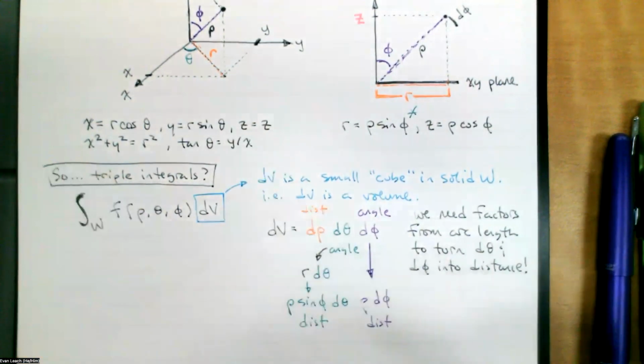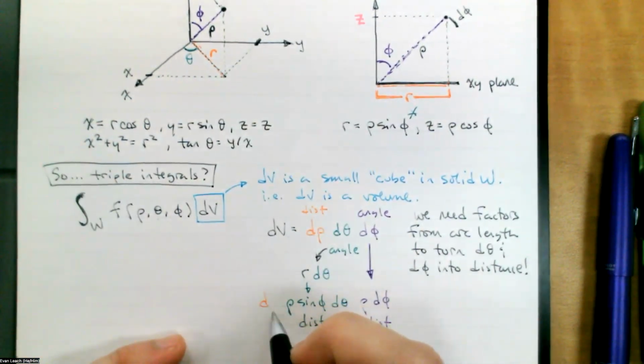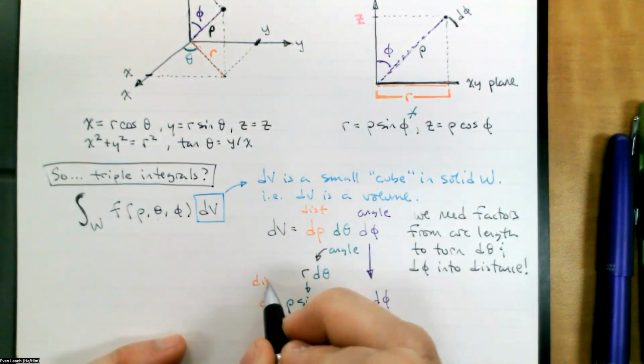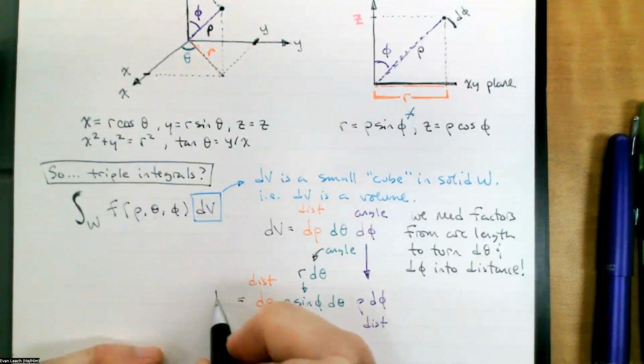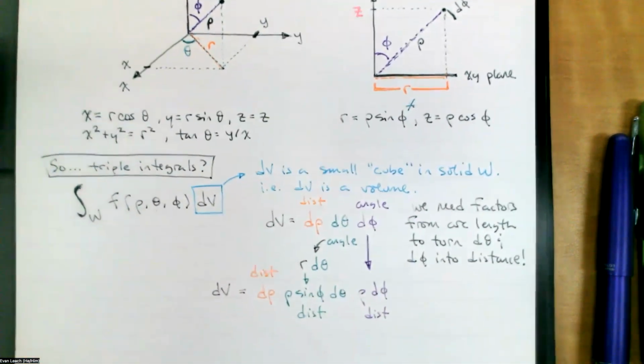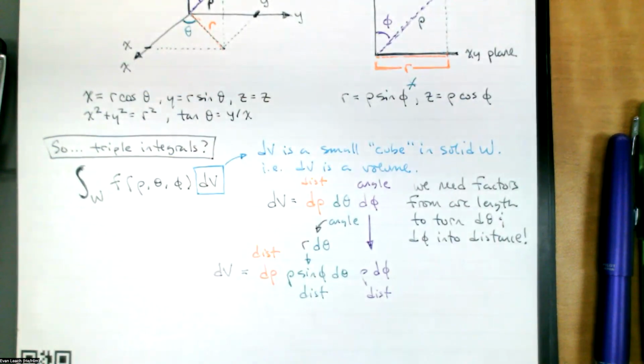D rho was a distance all along. And so here is our factor dV for a triple integral in spherical coordinates: d rho times rho sine of phi d theta times rho d phi, which we will simplify. The factors that we need to turn d rho, d theta, d phi into a volume is rho squared times the sine of phi.